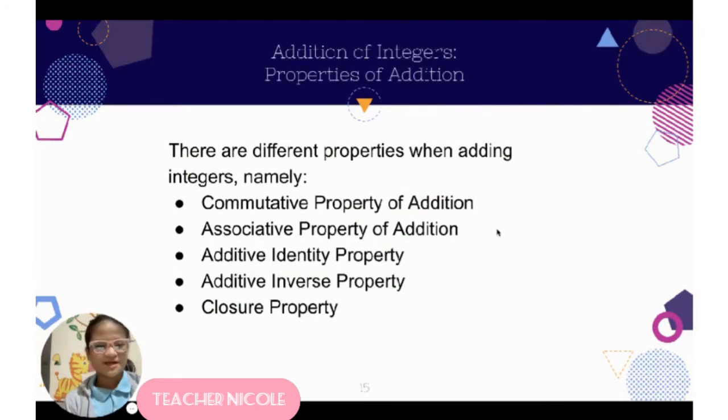There are different properties when adding integers, namely the commutative property of addition, the associative property of addition, additive identity property, additive inverse property, and closure property, which will be explained by my associate, Professor Riley Alaria Irish Tabia.